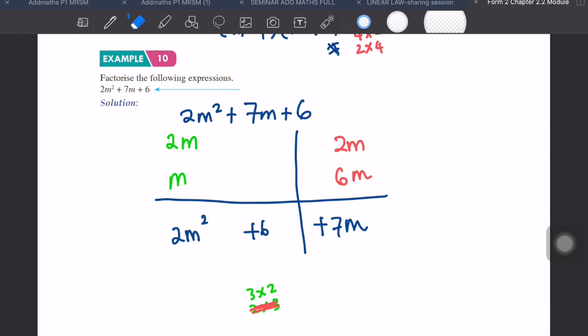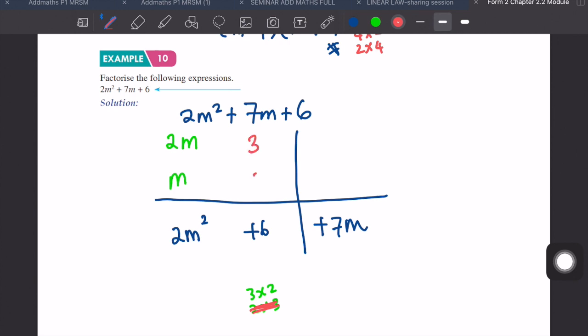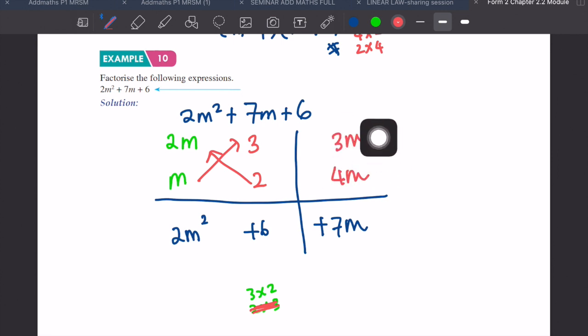Macam yang soalan sebelum ni, depan sini 1. Kalau 1 tak ada masalah. Ini 2. Kalau 2 kita kena pilih pair yang betul. Okay, so tadi pair dia 3-2 kan. So 3-2 darab silang 3M, darab silang 4M. Okay, sekarang kita ada 3M dan 4M. Apa yang kita perlu buat supaya jadi positif 7? So tambah kan.